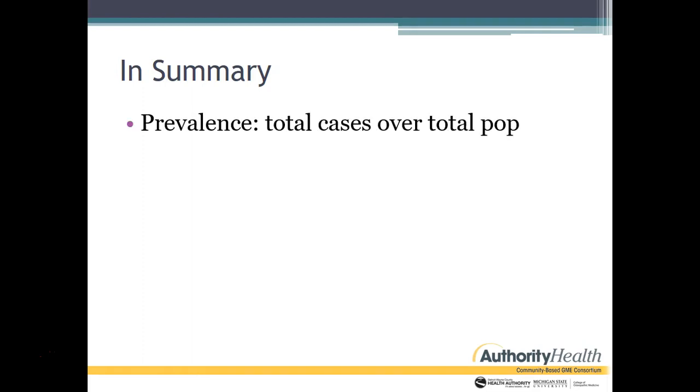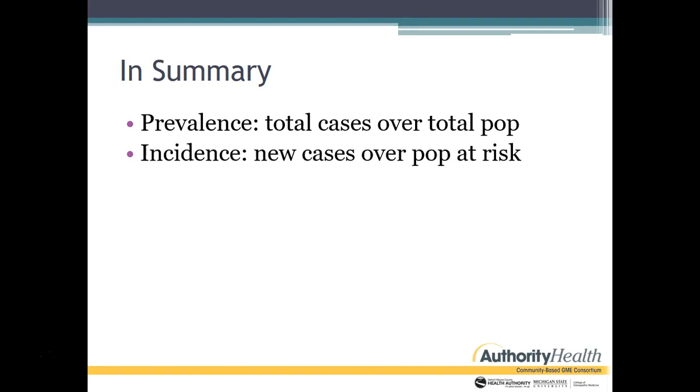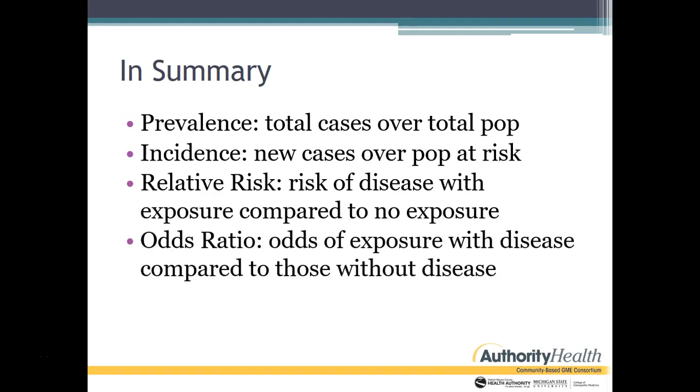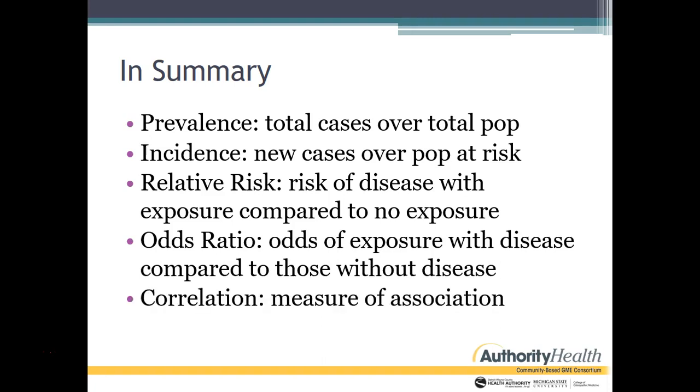So in summary, prevalence, we got total cases over the total population. Incidence, we're thinking new cases over the population at risk. Relative risk is the risk of disease with exposure compared to no exposure. Odds ratio, the odds of exposure with disease compared to those without disease. And then correlation, which is the measure of association.